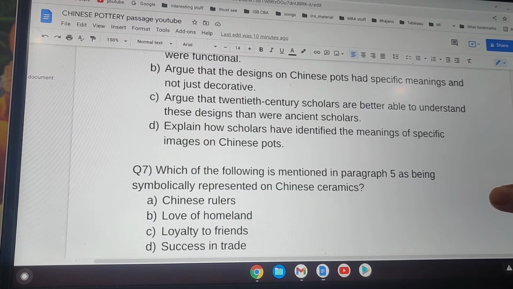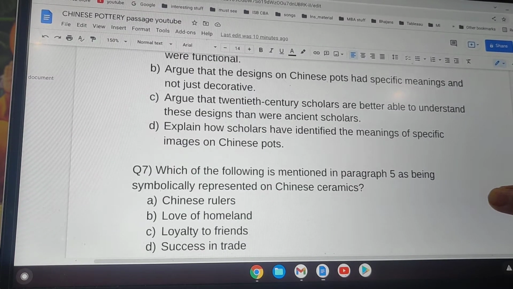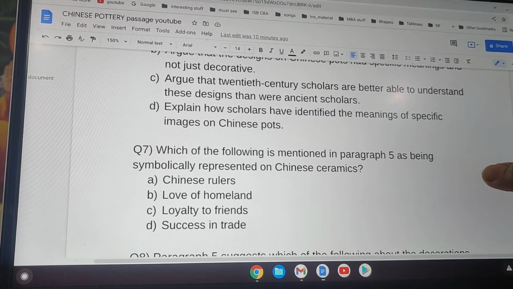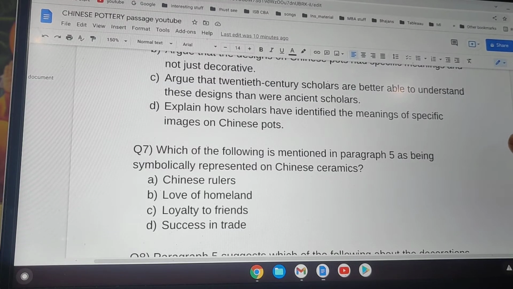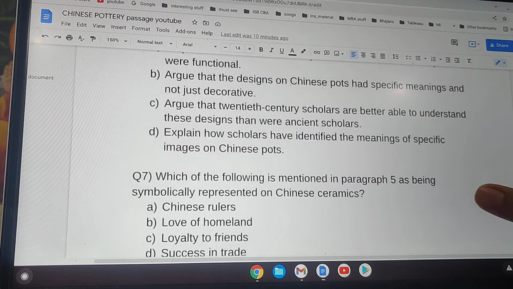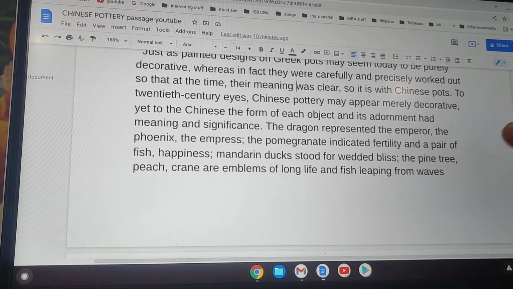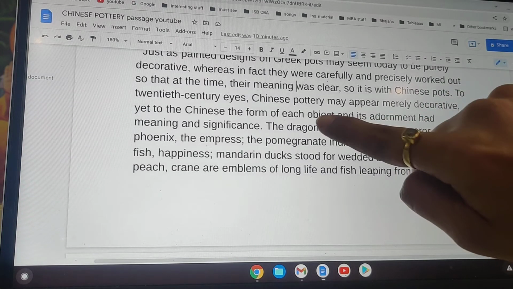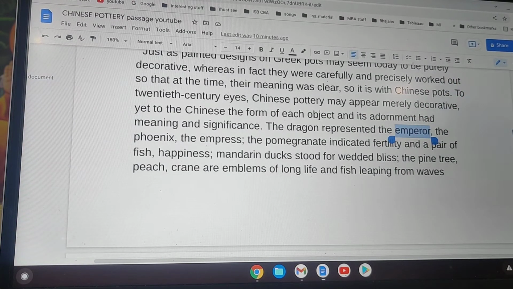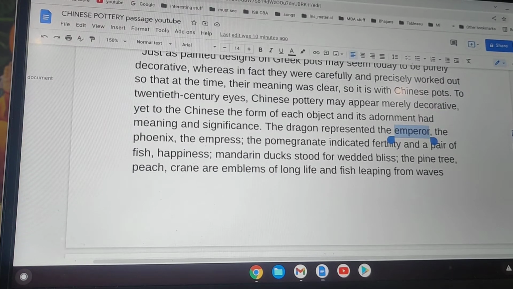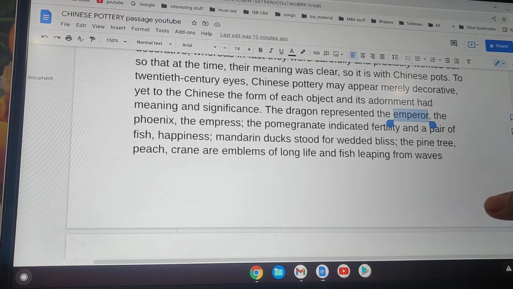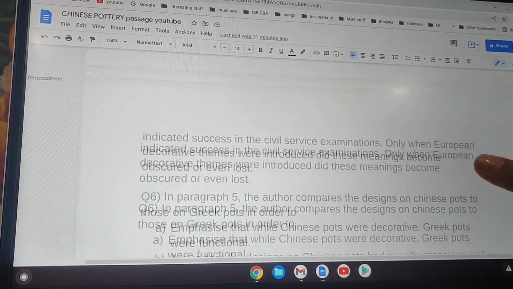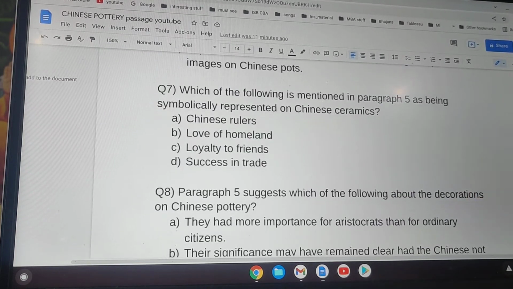Which of the following is mentioned in paragraph 5 as being symbolically represented on the Chinese ceramics? This is a specific information based question. This is the one which is directly mentioned in the passage, a piece of the text, that is symbolically represented on the ceramics. Now as we read, we see this line: the dragon represented the emperor, and the phoenix the empress. That means something related to the authorities, big authorities. Pomegranate represented fertility. So all this relates to some big position.